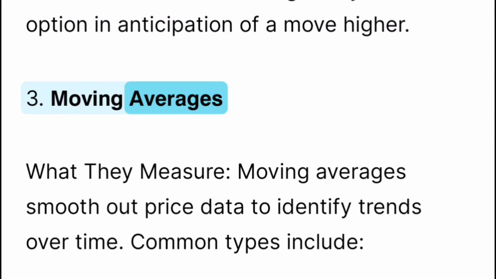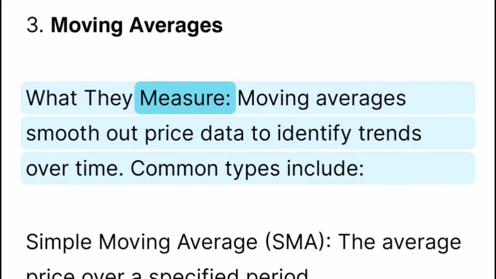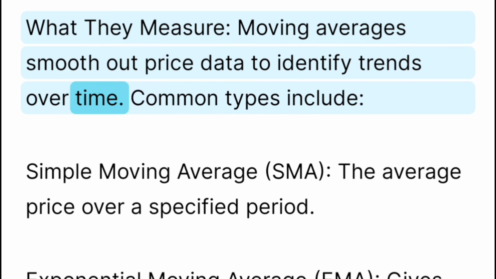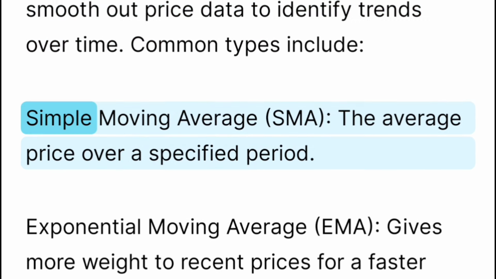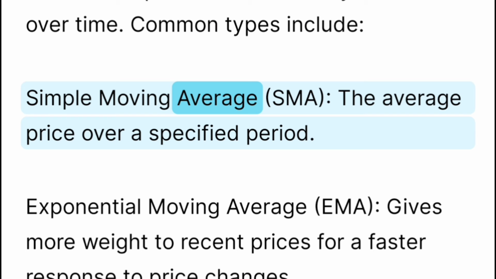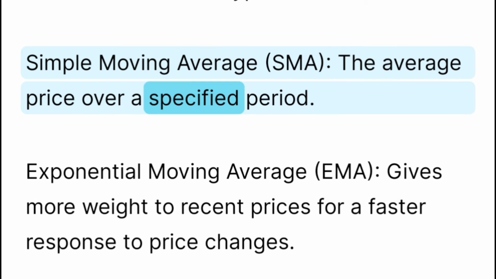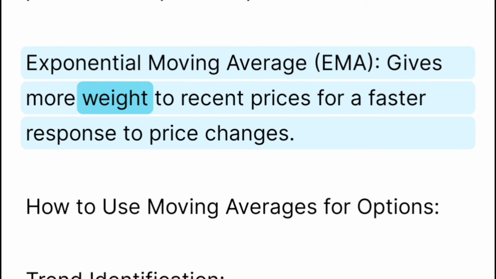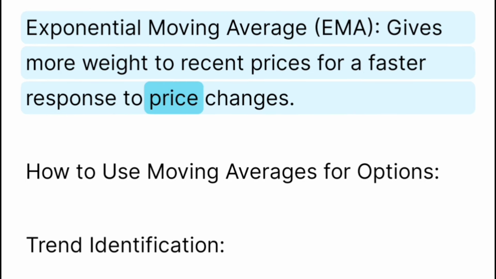3. Moving averages. What they measure. Moving averages smooth out price data to identify trends over time. Common types include the simple moving average, SMA, the average price over a specified period, and the exponential moving average, EMA, which gives more weight to recent prices for a faster response to price changes.